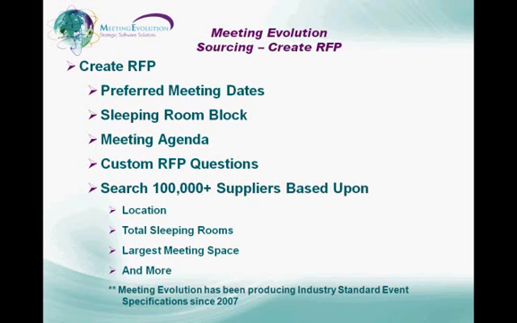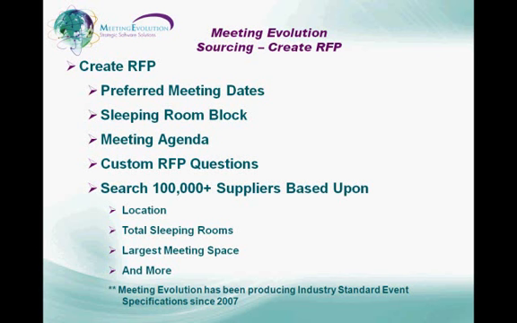Meeting Evolution has the ability to manage questions not only per RFP, but also at the meeting requester level, so at the planning organization level too, if you wanted to add unlimited questions from that perspective. When you put all that information together, we have our own supplier database, 100,000 properties worldwide. Based upon location, total sleeping rooms, largest meeting space, and more, that can be criteria that you search against our database.